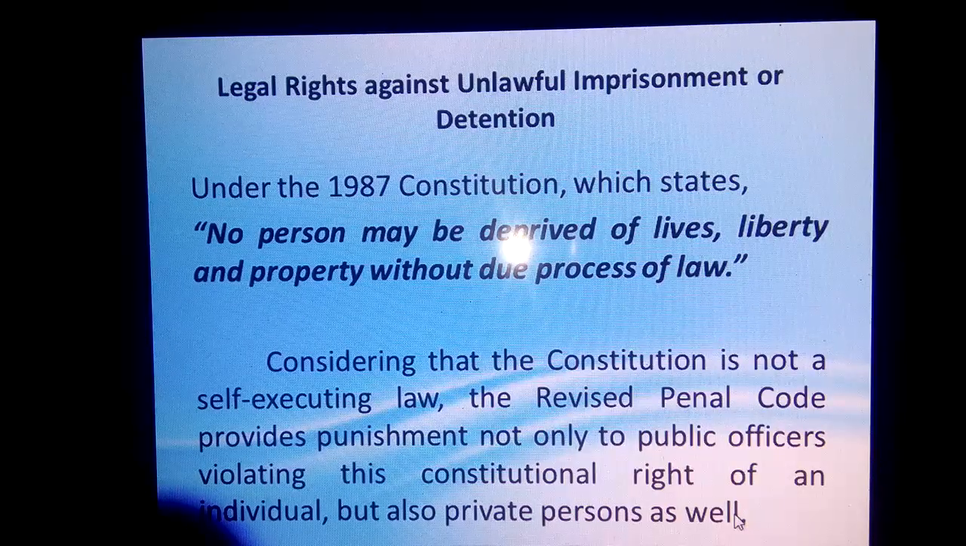There is the Revised Penal Code that actually provides punishment not only to public officers violating this constitutional right of an individual, but also private persons as well. So, meaning to say, since we have the mother of laws, the 1987 Philippine Constitution, which is the basis of other laws that have been made, the Revised Penal Code that had been crafted is actually based on the Constitution of the Philippines.